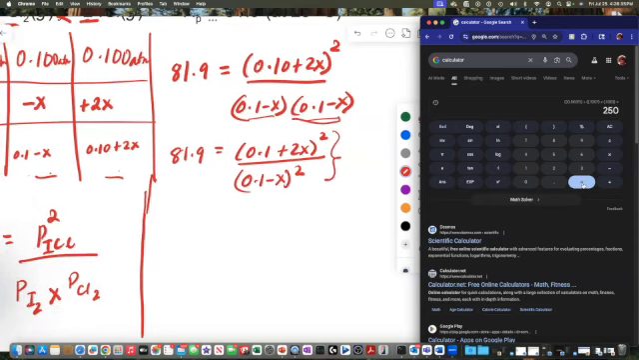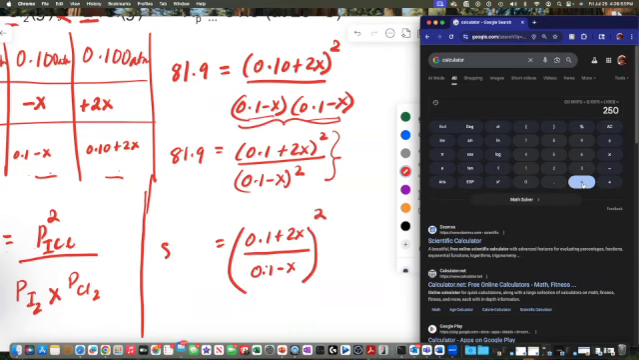And then consolidate this part even further. So first we consolidate this bottom part. Now we're doing the top part. It becomes 0.1 plus 2x divided by 0.1 minus x. And then the whole thing is now squared. This is 81.9. Okay.